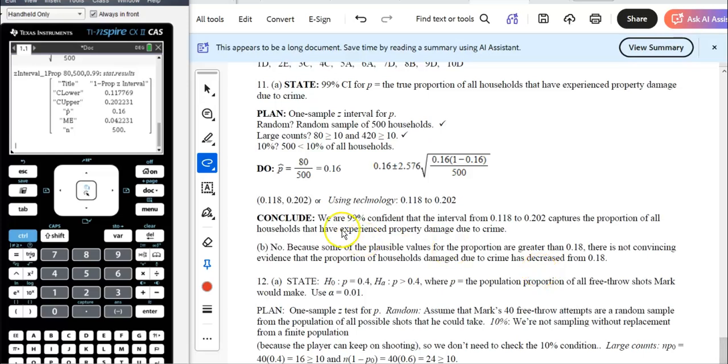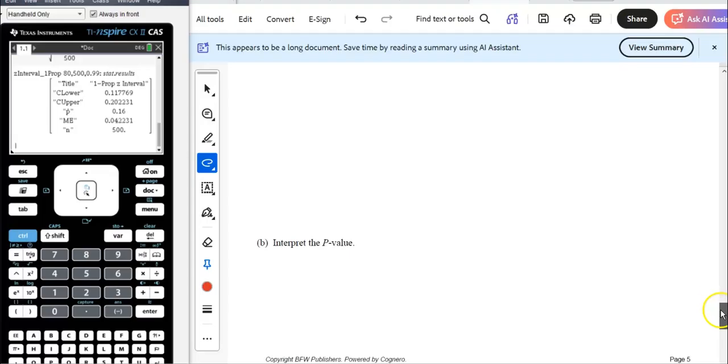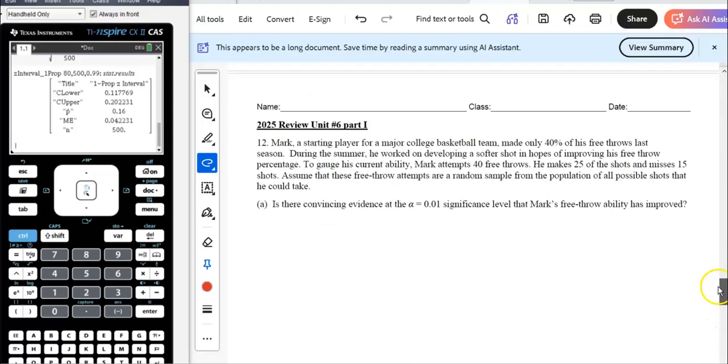Let's see if they did anything different. Yeah, it all looks good. Okay, let's do the test now.